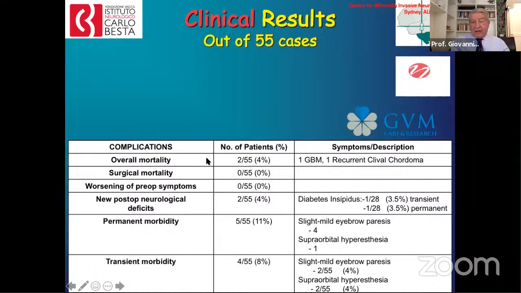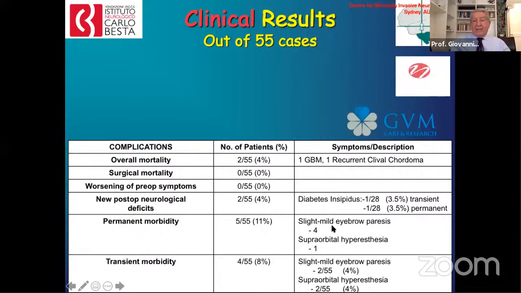Mortality and morbidity at 1 month after the surgery: surgical mortality was 0, and worsening of the pre-op symptoms was 0. New symptoms were diabetes insipidus in 2 cases, and that is the limit. You have to be very careful.